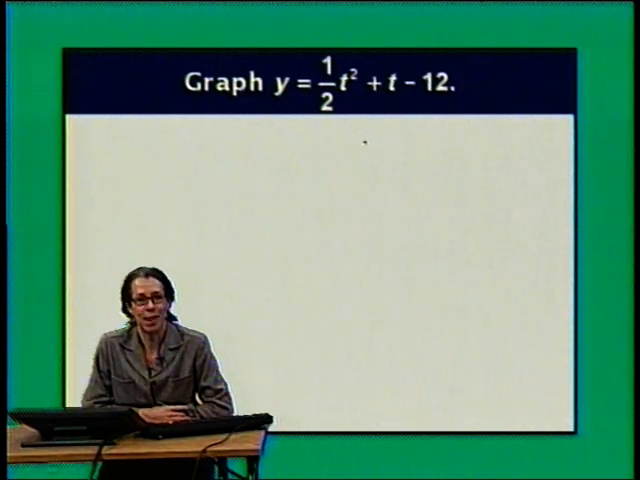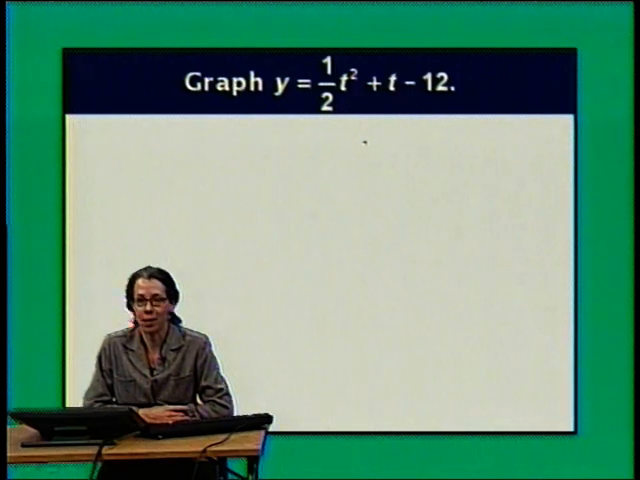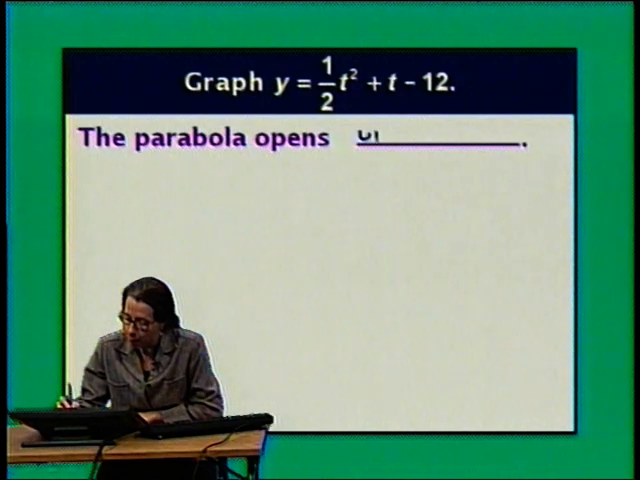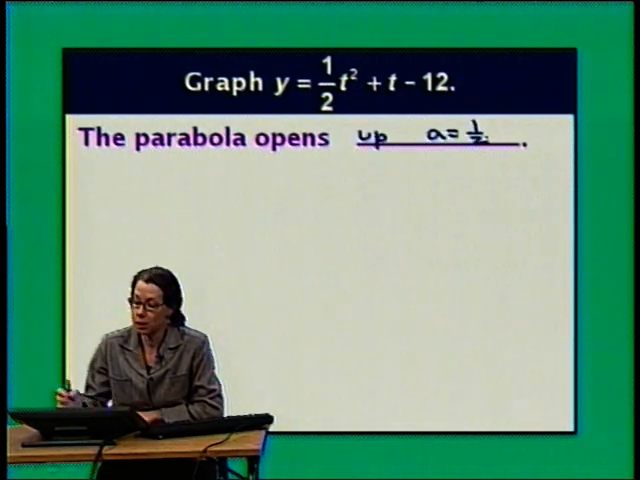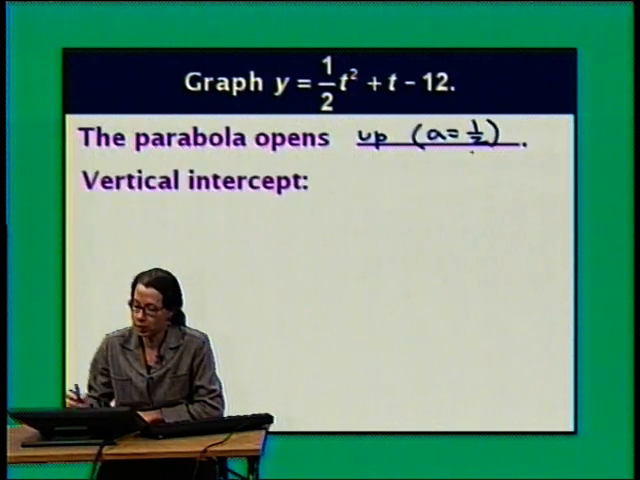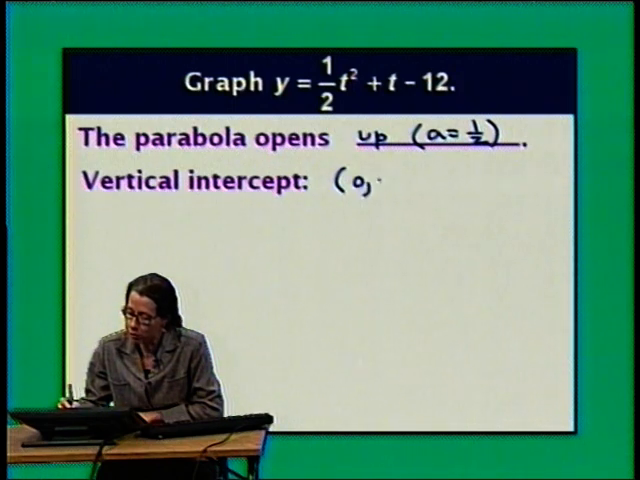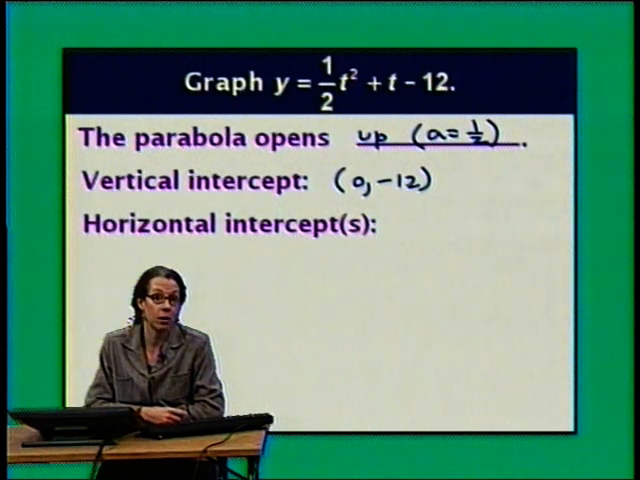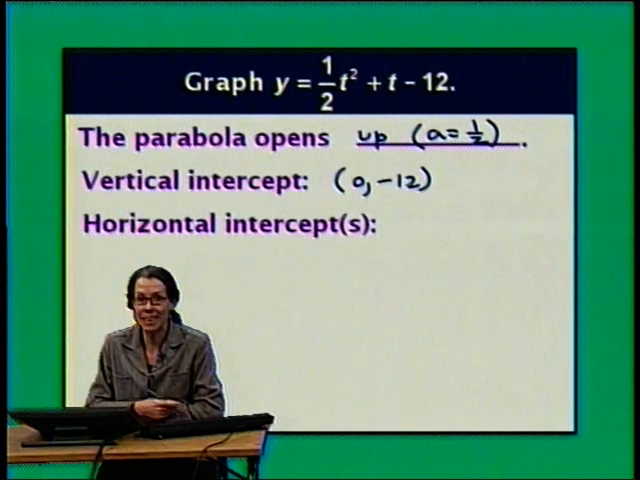Let's try another example. Now we have y equals 1/2 t squared plus t minus 12. This parabola will open up. In this case, a is a number less than 1, but it's still greater than 0, so the parabola opens up. Vertical intercept, this is going to be the point (0, -12). How about the horizontal intercepts? In this case, there'll be t-intercepts, and I'm going to have to solve a quadratic equation to find these t-intercepts.